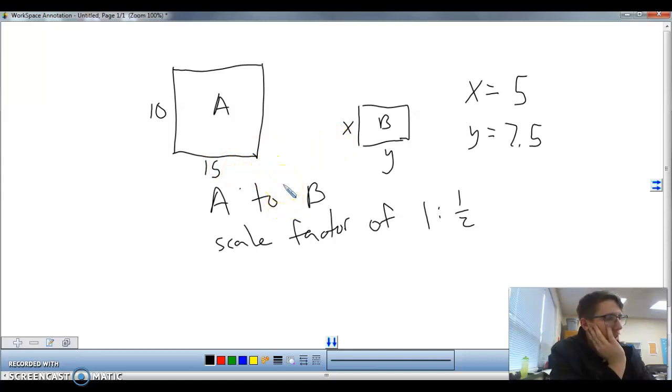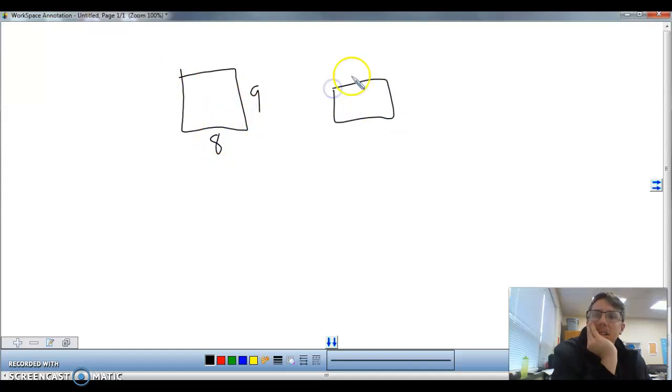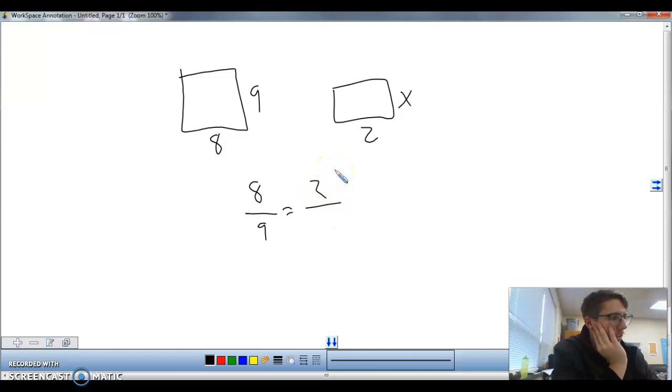Now remember, another way you can look at it is, what if they give you something like 8 and 9? They give you a shape. It should look the same. Let's say they give you 2 here, and they want to know what's the missing length. Well, you can set up a proportion, right? 8 to 9 is equal to 2 to some number.